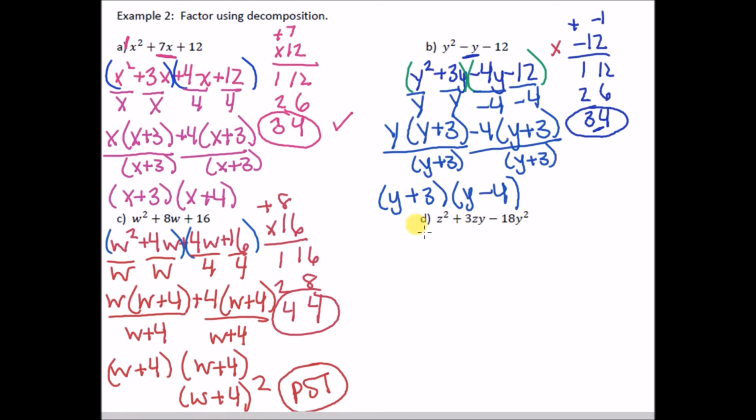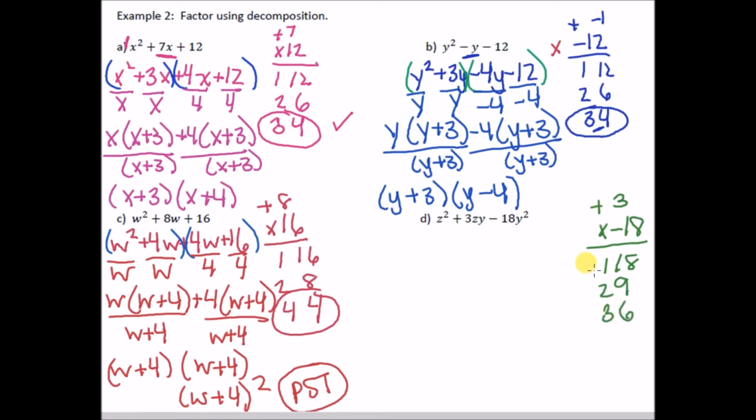Okay, last one for this activity. This one's a little bit more complex because we're dealing with two different variables. We have x squared plus 3zy minus 18y squared, but we're doing the same thing. We're going to find two numbers that multiply to negative 18 and add to 3. Okay, so 3 is a positive number, so I'm thinking that we're going to put the negative sign on the smaller number.